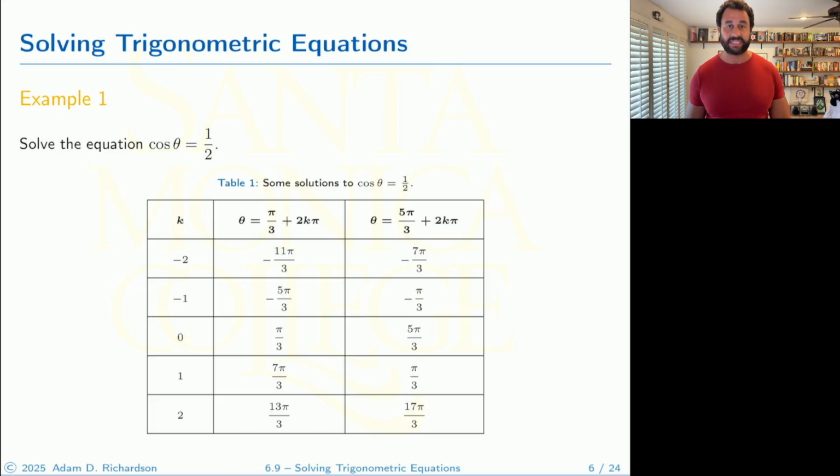Here I've got a table of some of the solutions. Here is that first general form. Here's that second general form. And here I've got different values of k chosen.